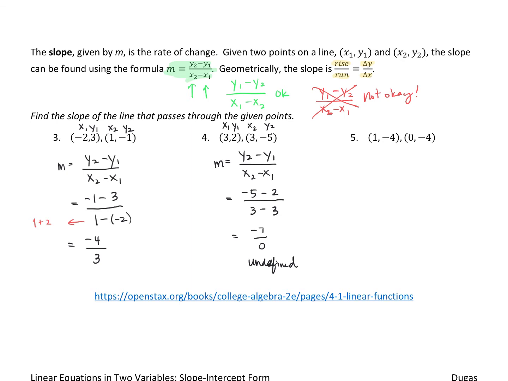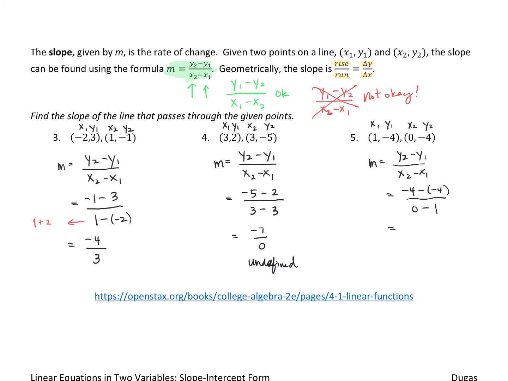Okay, number 5. We have 1, -4, 0, -4, x1, y1, x2, y2. Write down the formula. Okay, and then plug in our numbers. So we have -4 minus a -4 over 0 minus 1.